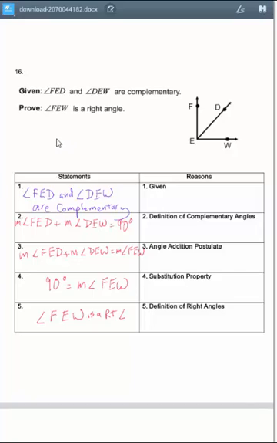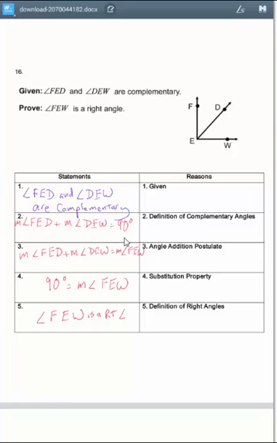We have given angle FED and angle DEW are complementary angles. Angle FED and angle DEW here are complementary. That's given, I wrote it down. And then what I did was, if they're complementary, I said that the measure of angle FED plus the measure of angle DEW has to equal 90 degrees. Why? That's the definition of complementary angles.